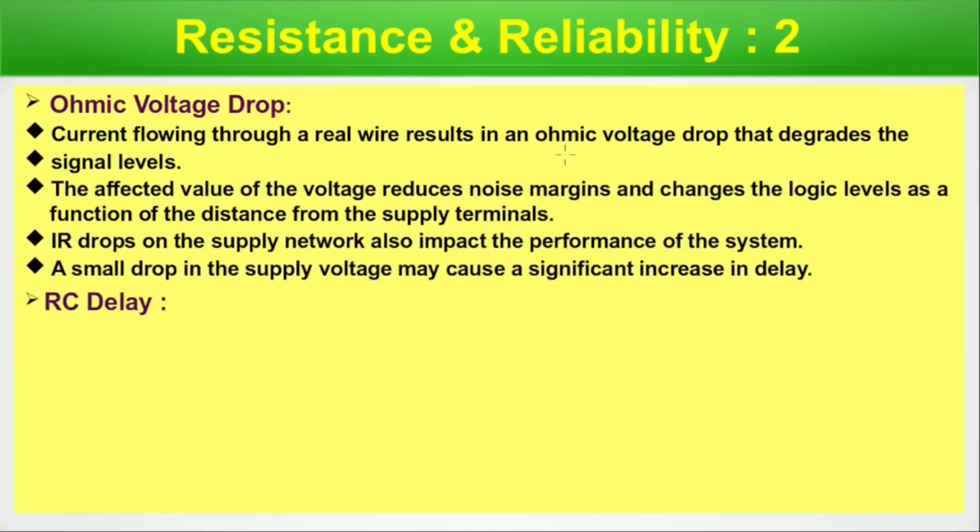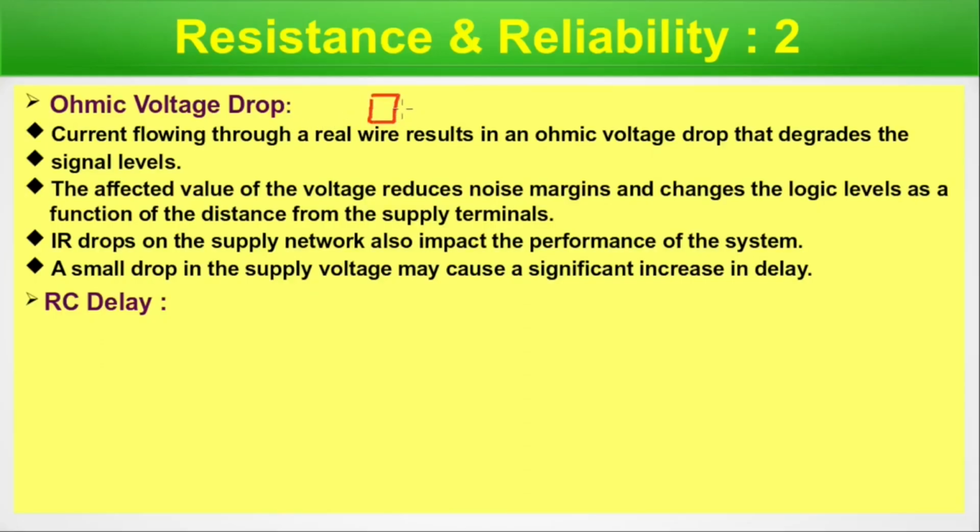Current flowing through a real wire results in an ohmic voltage drop that degrades the signal levels. It's a real wire, so an ohmic voltage drop will be there and degrade the signal level. Chips are basically operated at lower voltage levels. Even from that, if some voltage gets dropped at the interconnects, the voltage level at the destination is degraded. If it drops below the driving level of a system at the destination, the device will not perform accordingly.